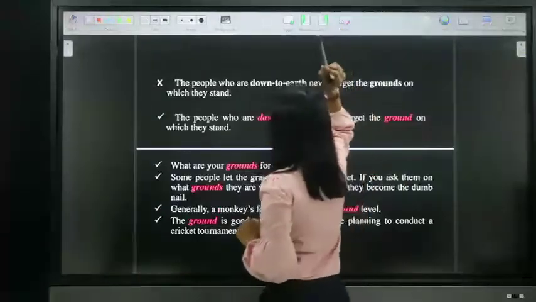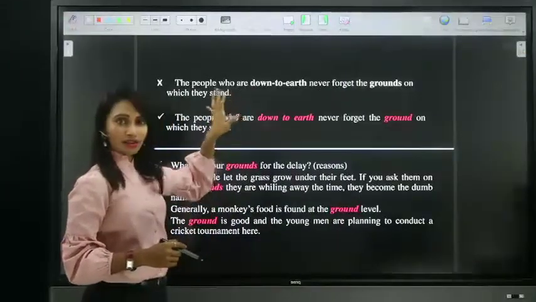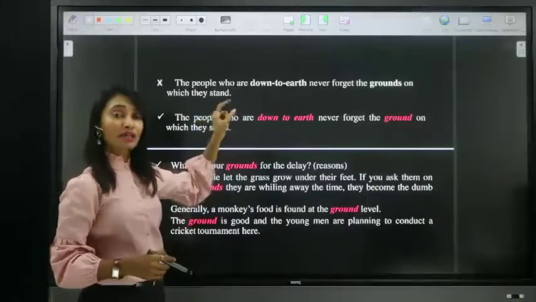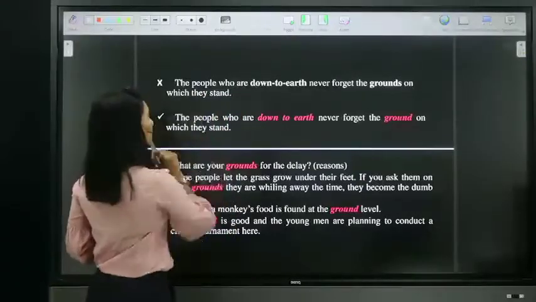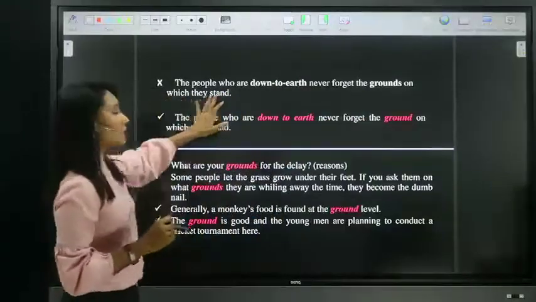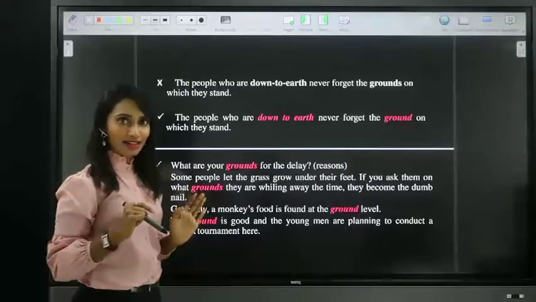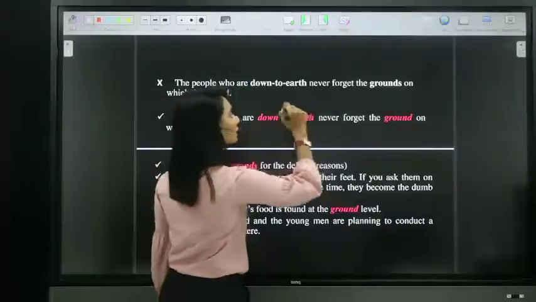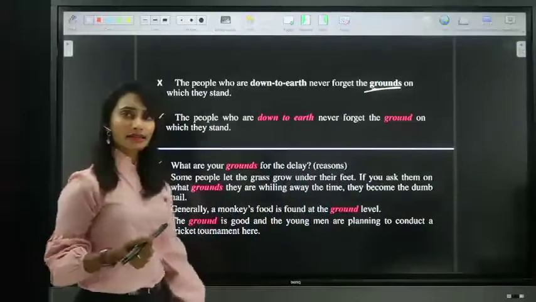Now let's see the next sentence. Look at this. Yesterday, Swapna raised a doubt on this. Why not peoples? And I talked about that concept. And the same today I'm discussing with the help of an example. The people who are down to earth never forget the grounds on which they stand. It's always people because the word people itself is plural, right? That is one concept. Now look at this one. The people who are down to earth never forget the grounds on which they stand.